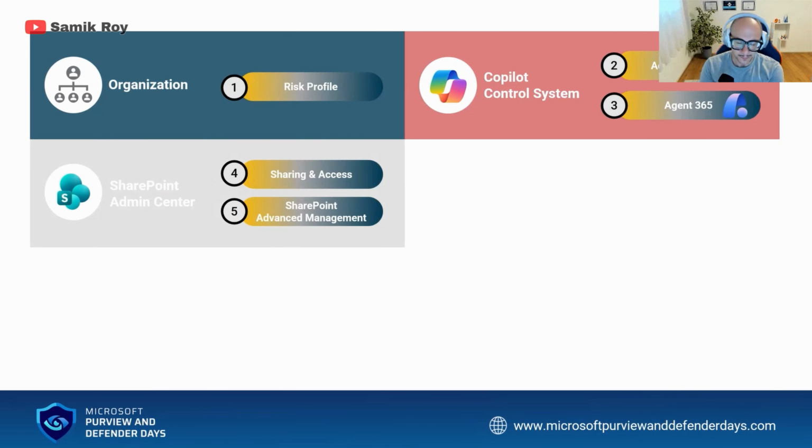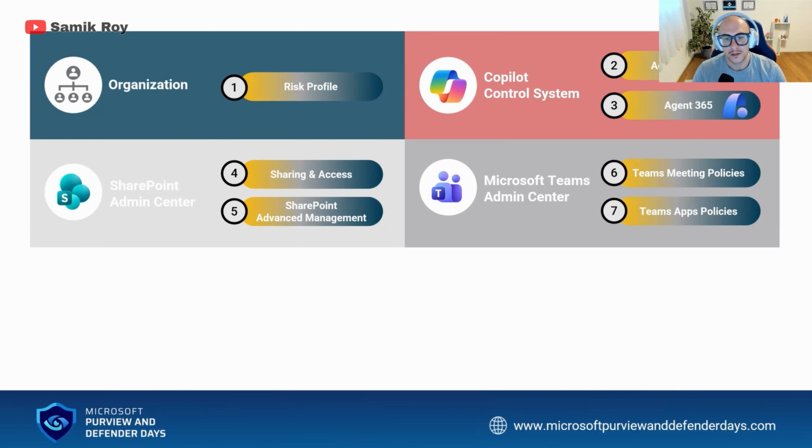Then we have the third category, which is the SharePoint Admin Center. So we have to make sure that sharing and access settings are in place and are in a good way. There we have some best practices that we look into. And also, with a Copilot license, we get SharePoint Advanced Management, which allows us to use some governance controls on site level. This is regarding data quality as well as data security.